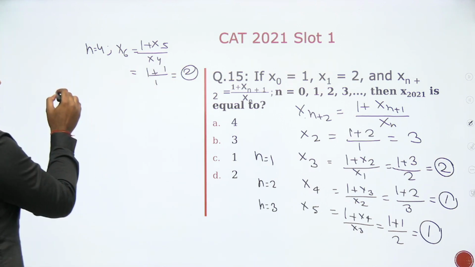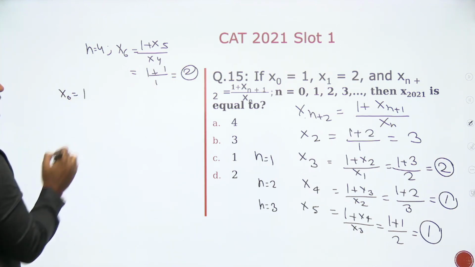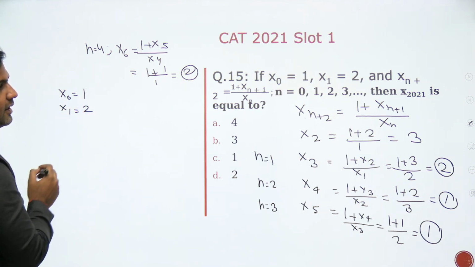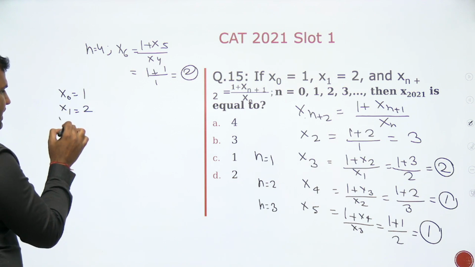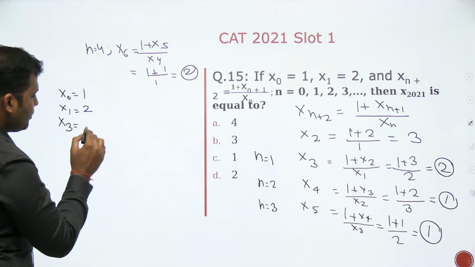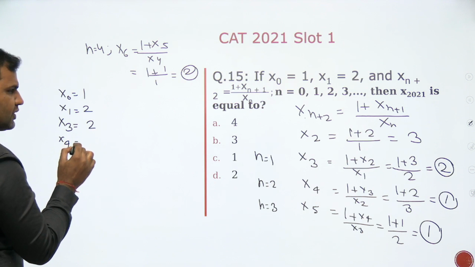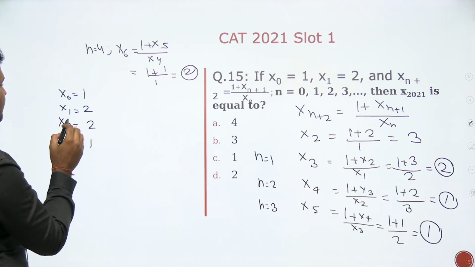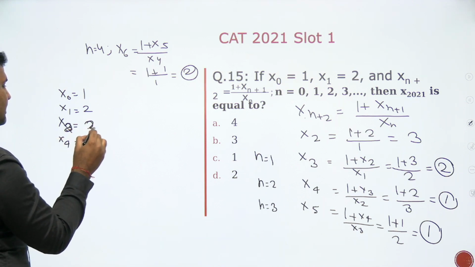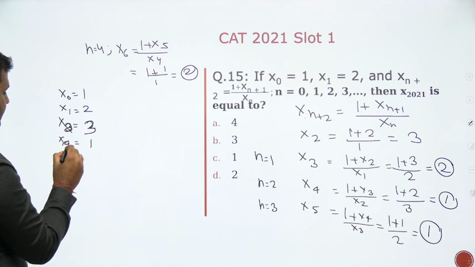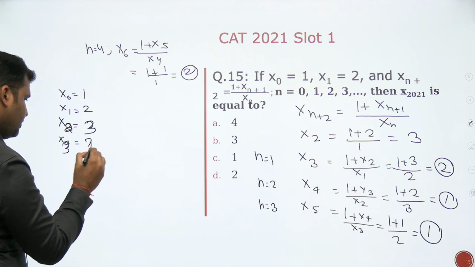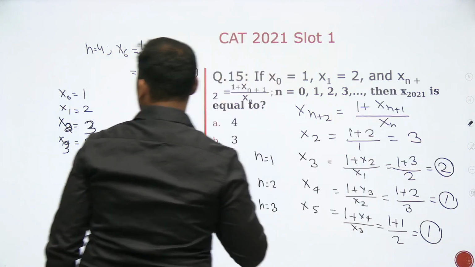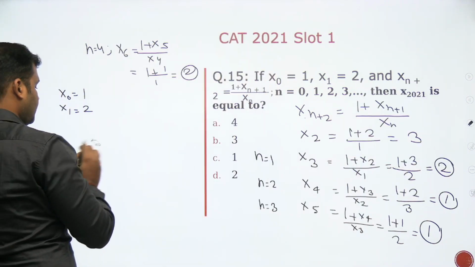Now you observe it, guys, right? The value of x0 was 1, the value of x1 was 2, the value of x3 was 2, the value of x4 was 1, okay, x2 was 3, the value of x3 was 2. Okay, just let me do the correction again.